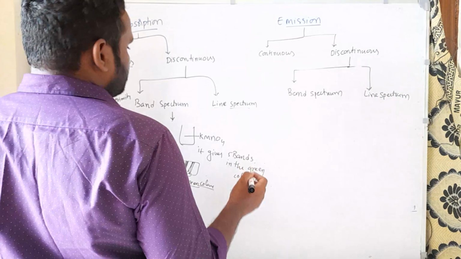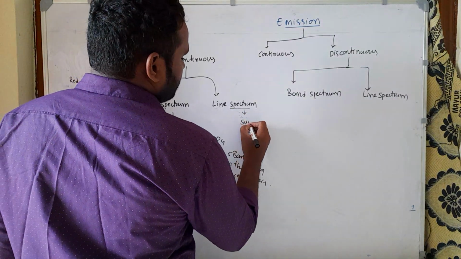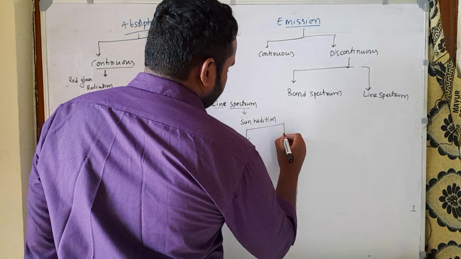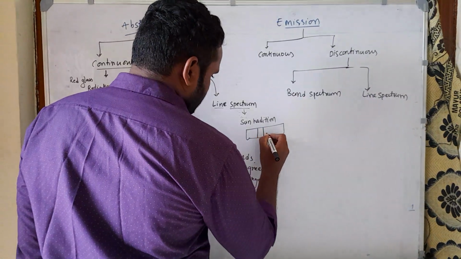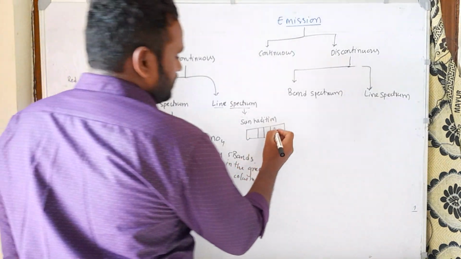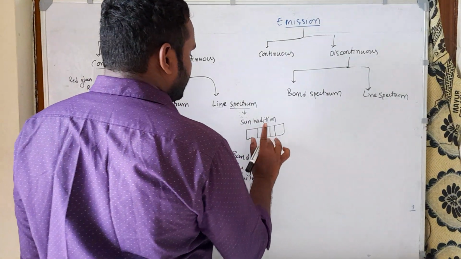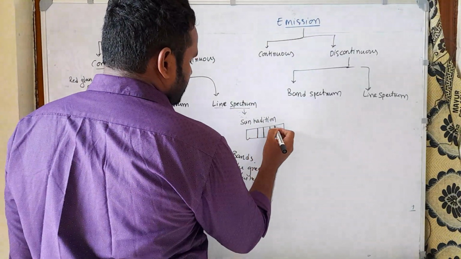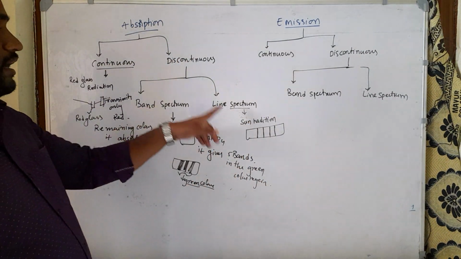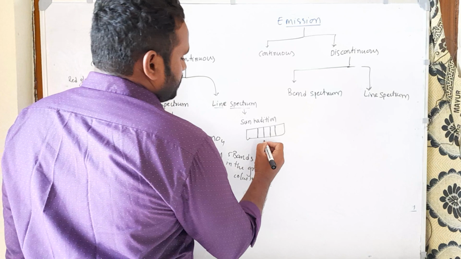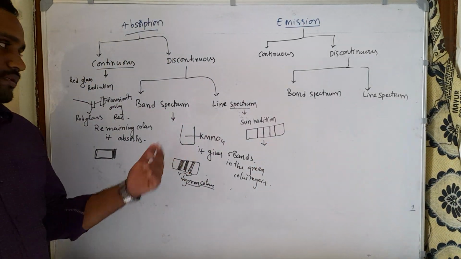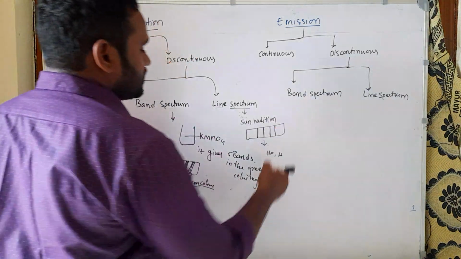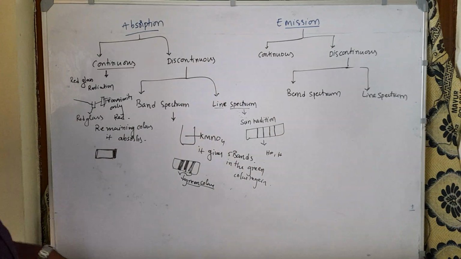And the absorption line spectrum is the example of sun radiation. When you see the sun radiation, we get different lines, not like bands but lines, different dark lines in the sunlight. So this is nothing but a line absorption spectrum. By using this line absorption spectrum, they discovered the different elements on the surface of the sun, like helium and hydrogen.